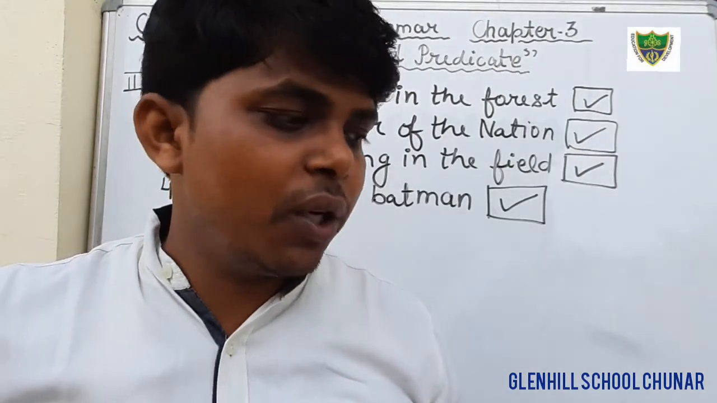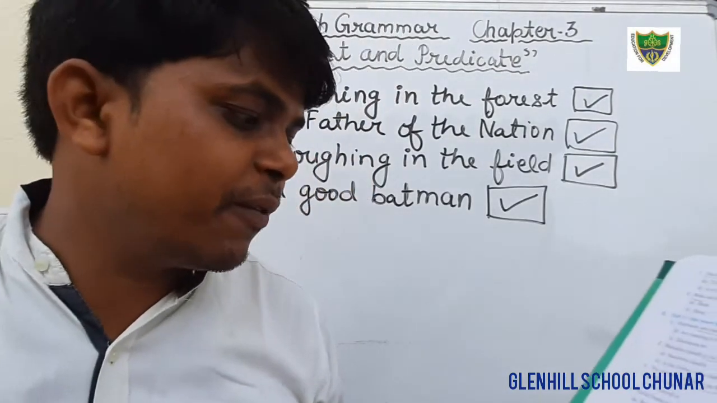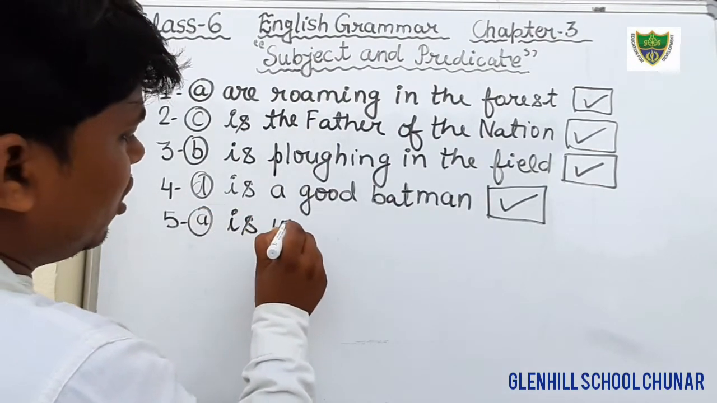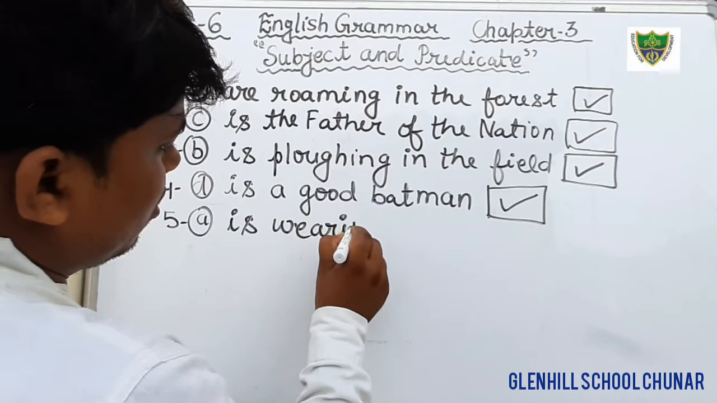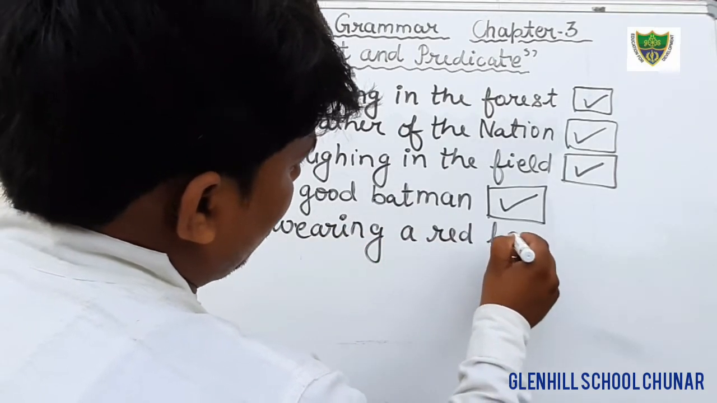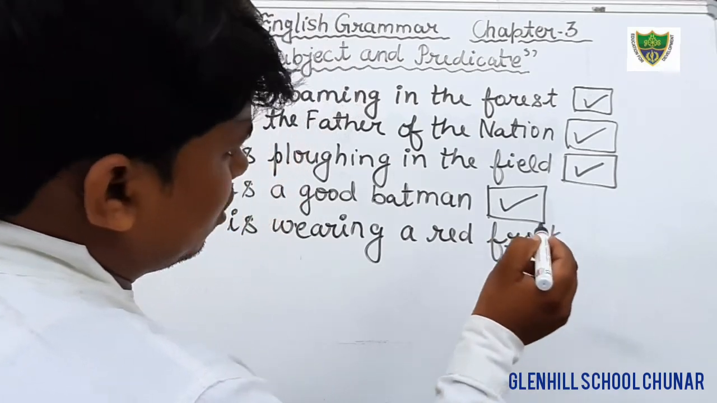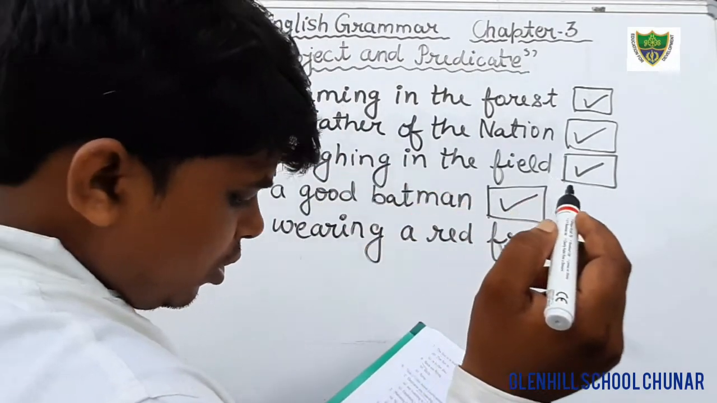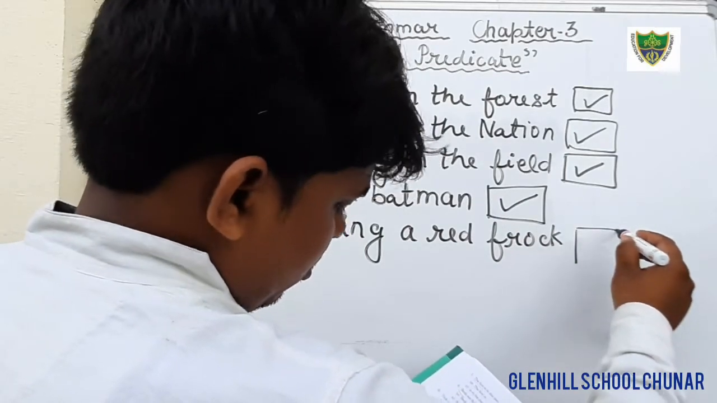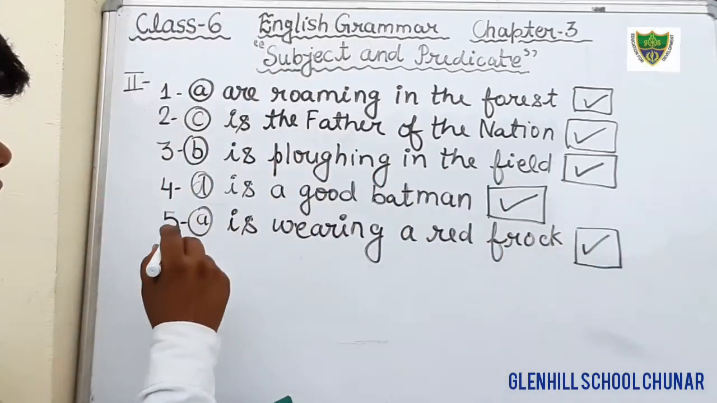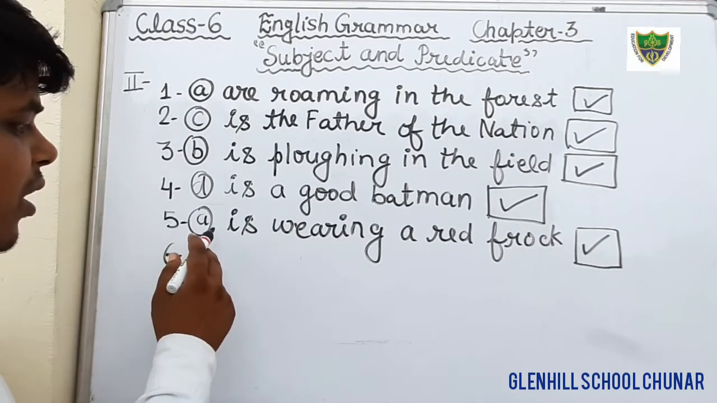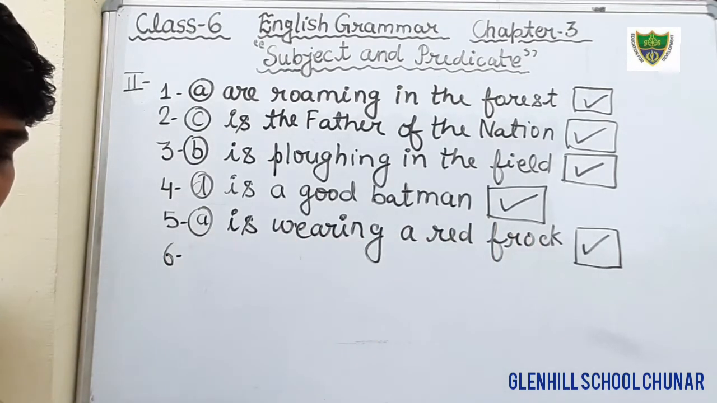So we will see the options. Is wearing a red frock. The first option is the correct one. Okay, is wearing a red frock, F-R-O-C-K. Is wearing a red frock. Option number A is the correct option. In question number 5, option number A, is wearing a red frock is the correct option.